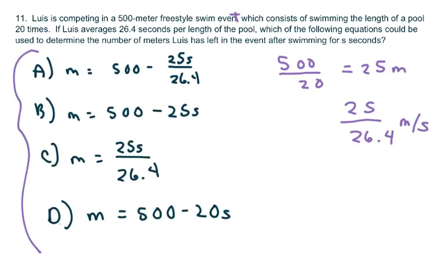Now, multiply this quantity by S, the elapsed race time in seconds. It will eliminate the seconds from the units. So basically, we just get the quantity 25 over 26.4 times S, because the seconds will cancel. And then that can be subtracted from the 500, which is already in meters, to yield the number of meters left. So basically, we're going to subtract it from our starting point. So our answer is A.